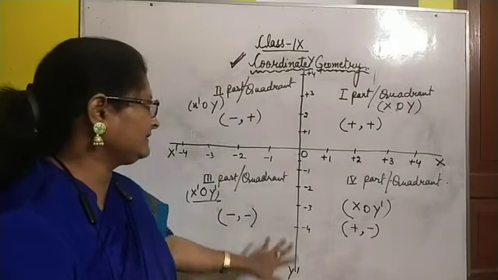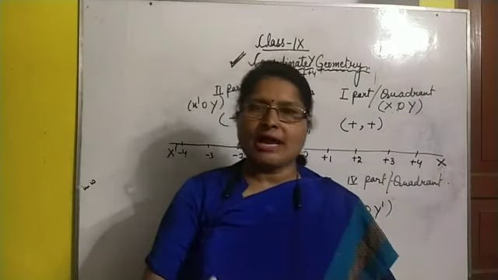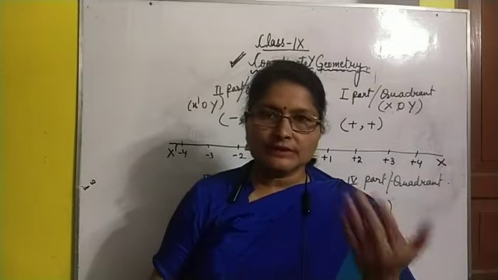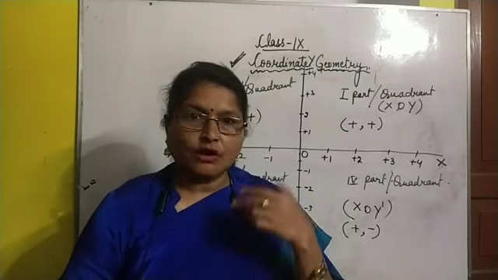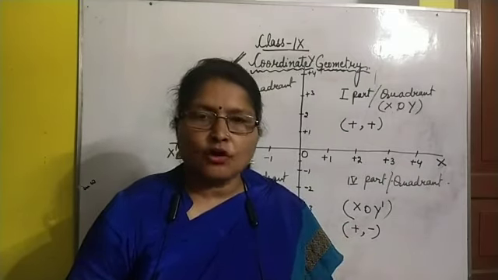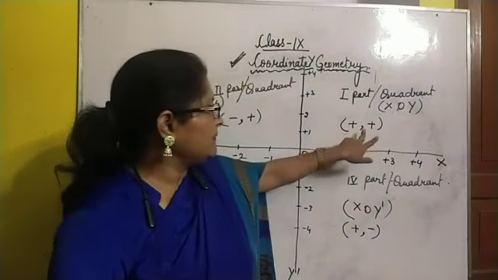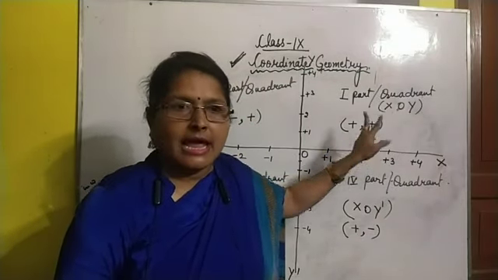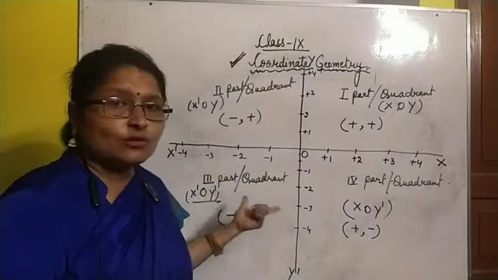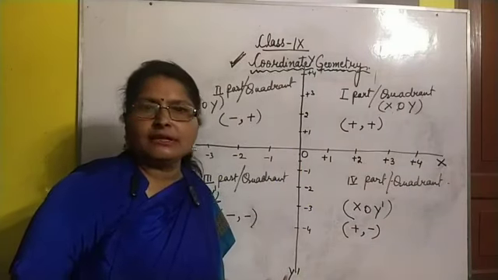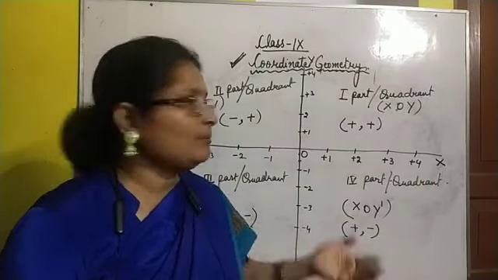So these are the signs in the quadrants. According to these signs you will place the points on a plane surface. And you will know which point will come where. Suppose both the numbers of the ordered pair are positive, so the position of that point will be in the first quadrant. Okay, and suppose both the numbers in the ordered pair are negative, so that point will be in the third quadrant.